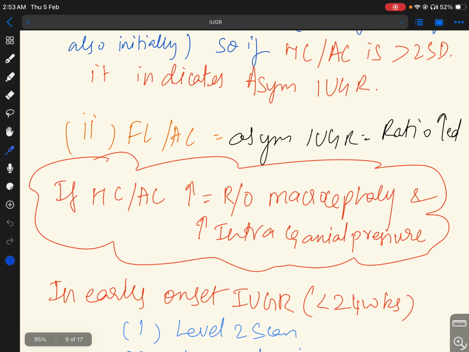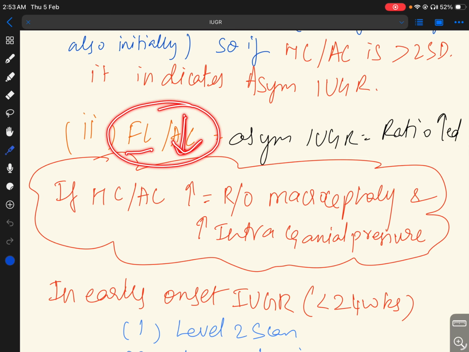In the case of FL, it will remain almost constant and the AC will be decreasing. FL is femur length. AC will be decreasing. So this ratio will also increase.